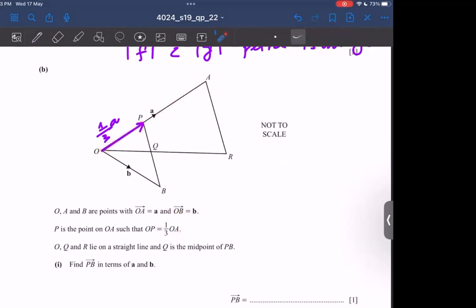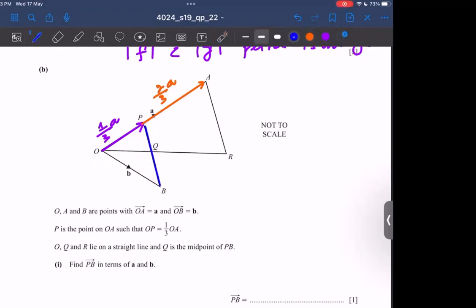So what is PA going to be? Let us ask ourselves, although they're not asking right now. What is PA? If OP is 1/3 of a, then PA is going to be 2/3 of a. Then they're saying O, Q, R lie on a straight line. Q is the midpoint of PB. Find PB in terms of a and b. They're asking for this PB vector.